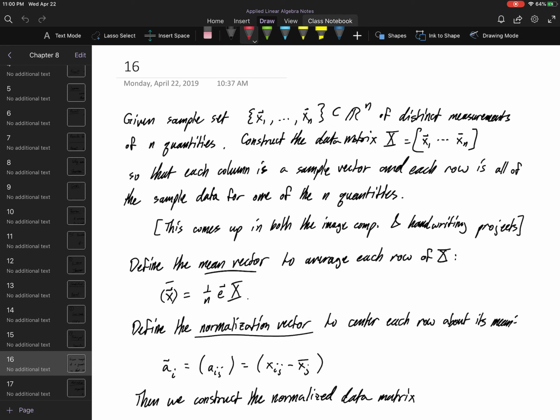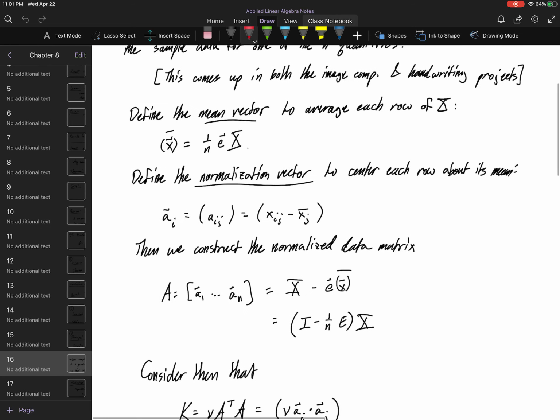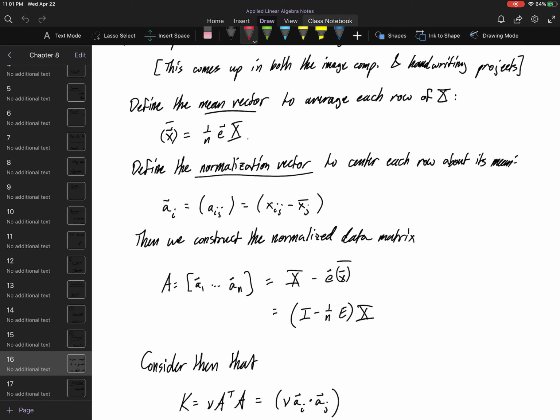And we're going to construct a data matrix where the columns of that data matrix are the individual experiments. We get our data from each of these experiments, and we just lump them together into one matrix. This comes up in both the image compression and handwriting recognition projects that I put out for your final project. So this is going to be the setting that you're going to have to deal with.